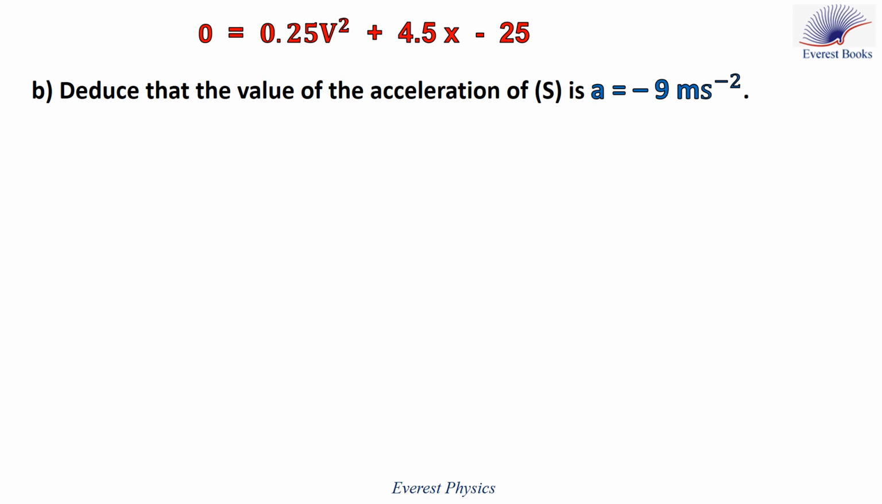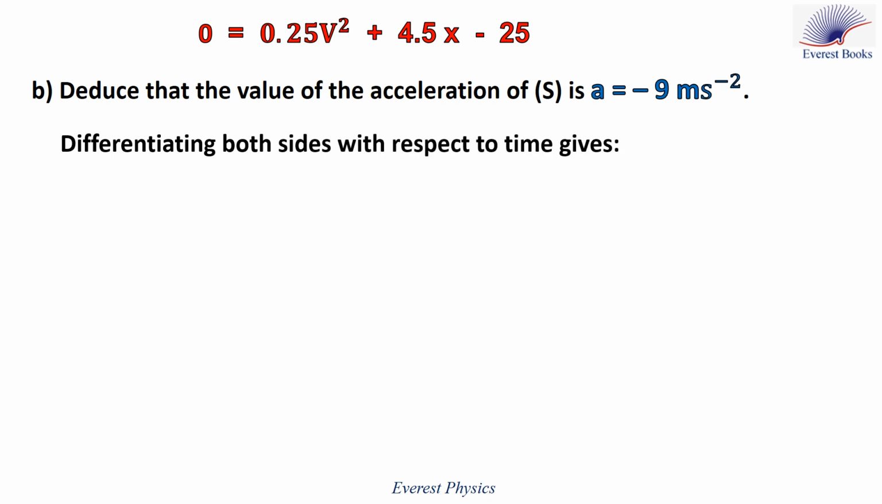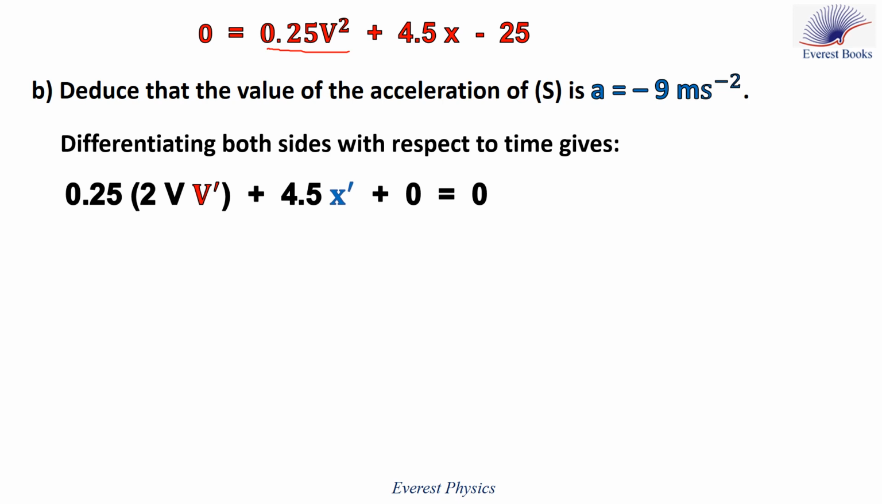Part B. Deduce that the value of the acceleration of S is a equals minus 9 meters per second squared. Differentiate the above equation with respect to time. The derivative of 0.25 v squared equals 0.25 times 2v prime. The derivative of 4.5x with respect to time equals 4.5x prime. And the derivative of minus 25 equals 0.